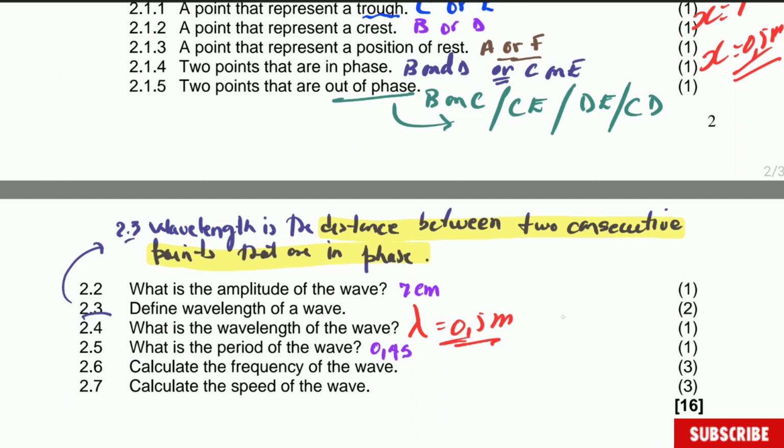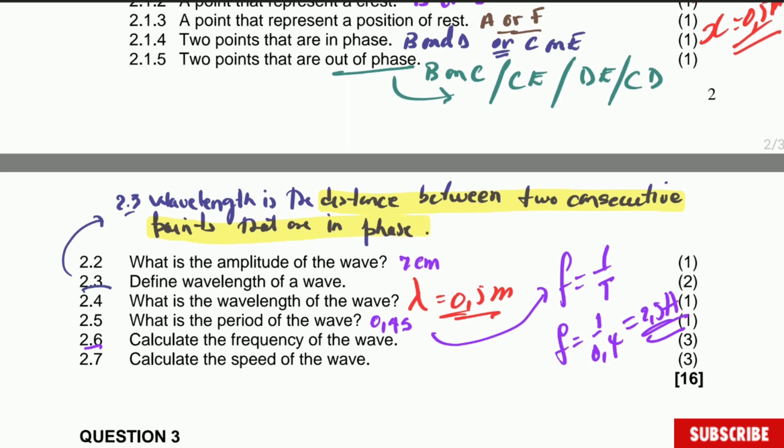Calculate the frequency. Well, guys, you know frequency is equal to 1 divided by period. So if you substitute here, you have 1 divided by 0.4, and then the answer is 2.5 Hertz. That is the answer for the frequency.